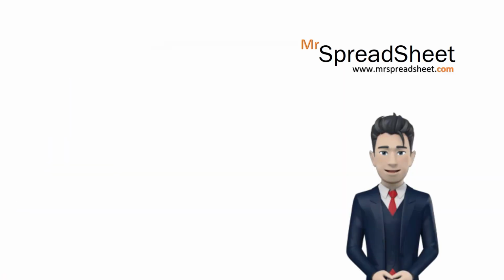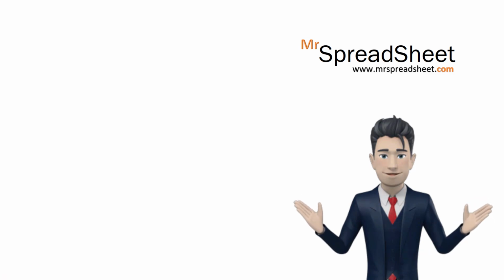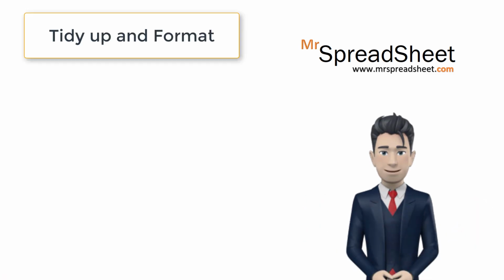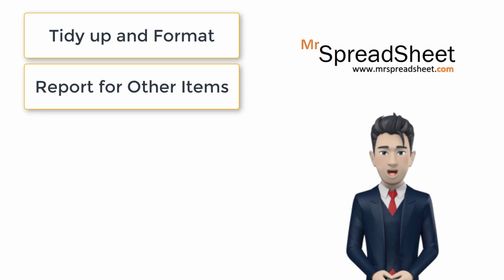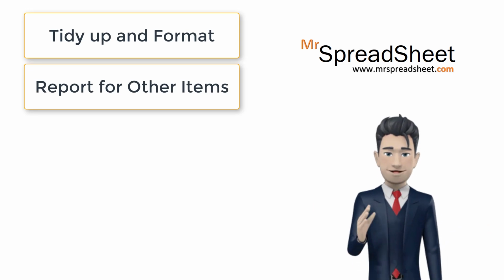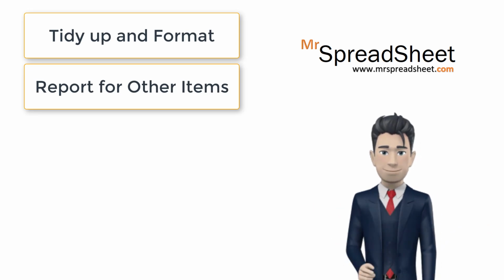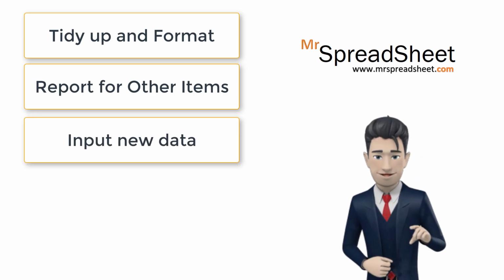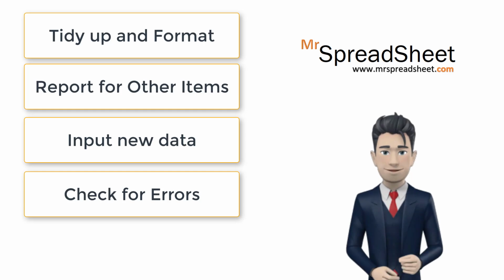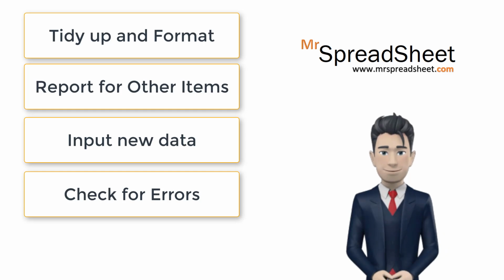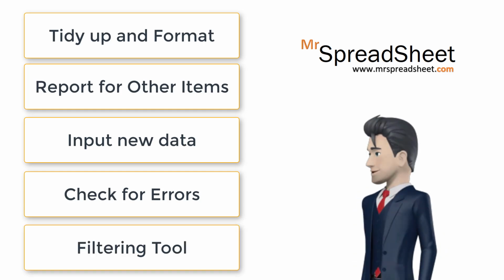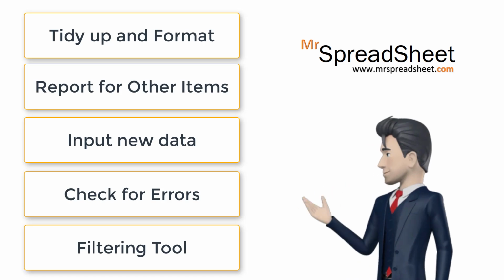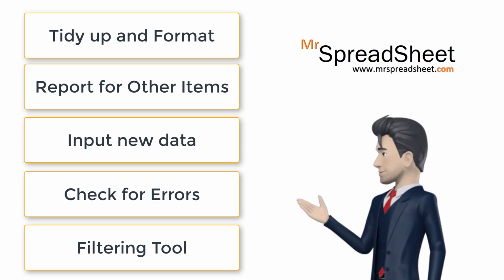In the next section, we will tidy up our work to date. We'll create a new report to calculate the values of our non-income statement items. We will then enter some more data lines to fully check that our formulas are working correctly. And then we will use Excel's powerful filtering tool to help us examine our transactions in finer detail.